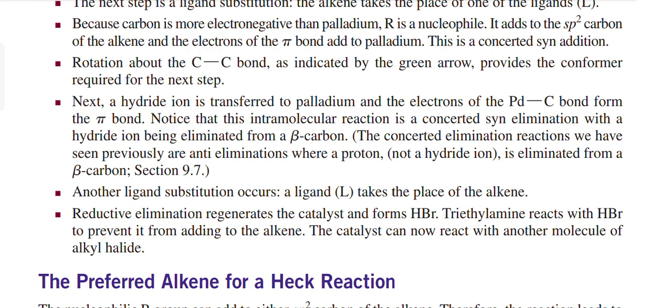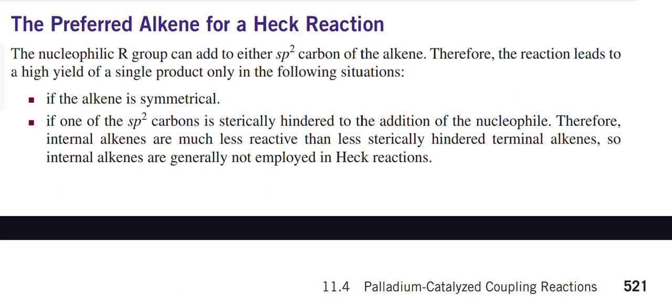Triethylamine reacts with HBr to prevent it from adding to the alkene. The catalyst can now react with another molecule of alkyl halide. Now the preferred alkene for a Heck reaction. The nucleophilic R group can be added to either sp2 carbon of the alkene. Therefore, the reaction leads to a high yield of a single product only in the following situations.